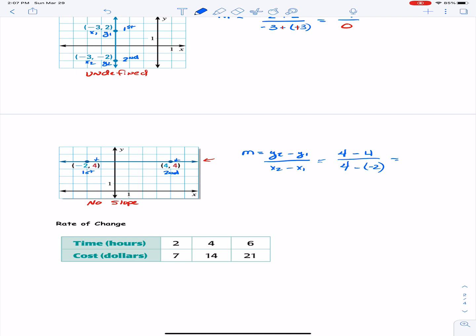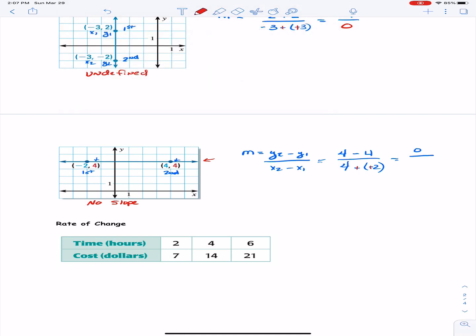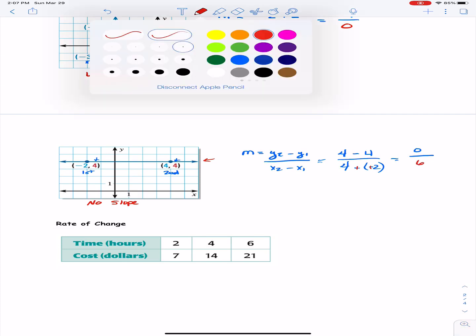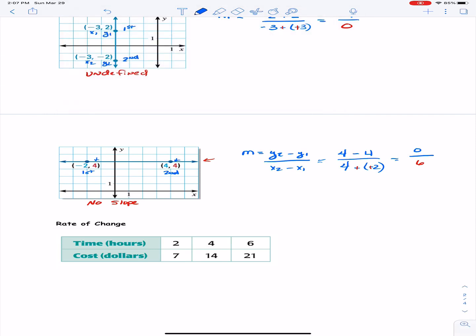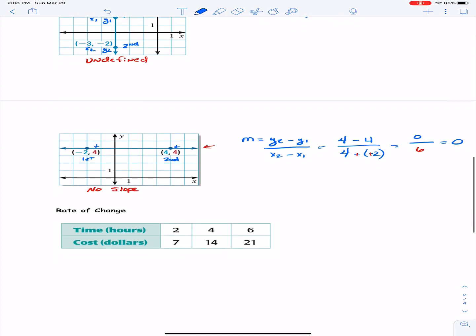And so now we're going to do the math. Well, 4 minus 4 gives us 0. And then we're going to add our opposite. Okay. And so this is actually going to give us 6. And 0 divided by 6 is 0. So we have no slope. Okay? Everybody good? So all of this talk about slope brings us to the topic of rate of change. That's what slope is. Slope is the rate of change.